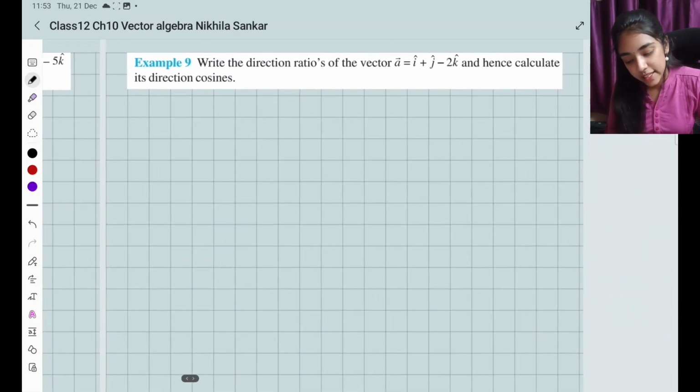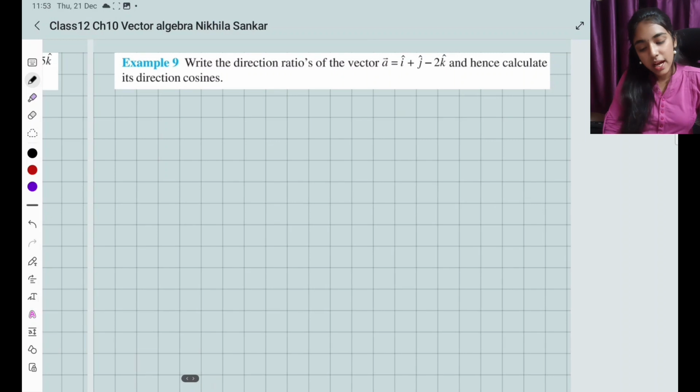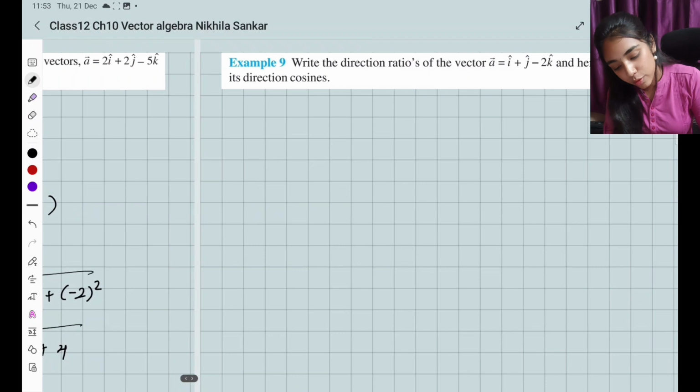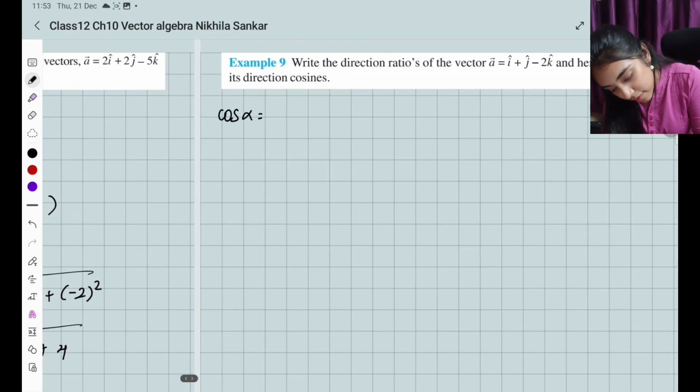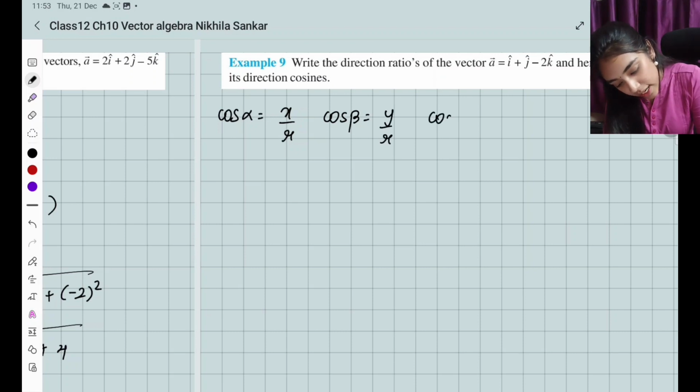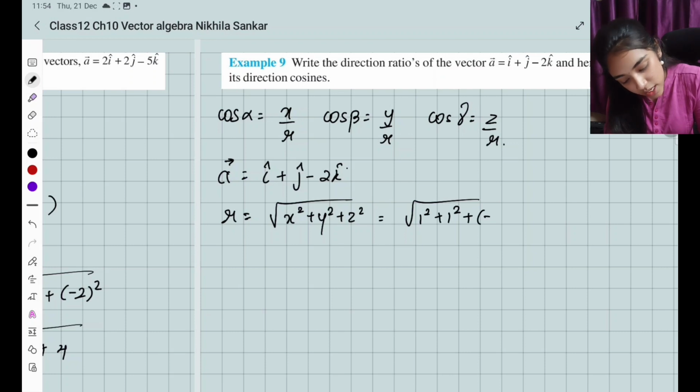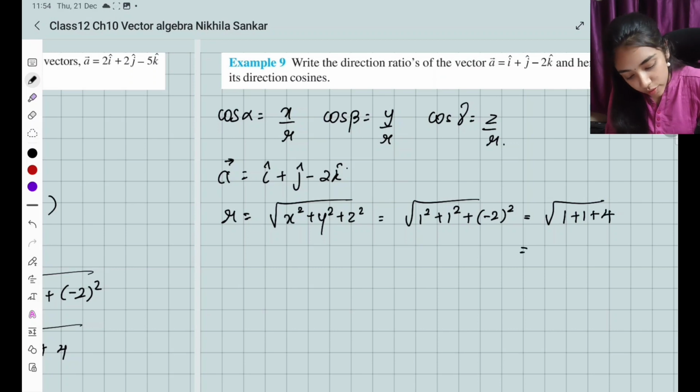Example 9. Write the direction ratios of the vector i plus j minus 2k and hence calculate the direction cosines. Okay, so இது வந்து ரொம்ப careful போடுங்க. So I have cos alpha to be x by r, cos beta to be y by r, and cos gamma to be z divided by r. இப்போ a value என்ன? i cap plus j cap minus 2k cap. So first r value என்ன? It is going to be square root of x square plus y square plus z square. It's going to be square root of 1 square plus 1 square plus minus 2 the whole square. It's going to be square root of 1 plus 1 plus 4, which is going to be root 6.